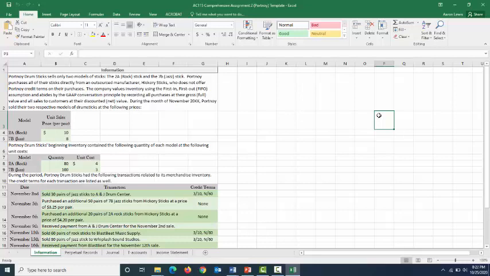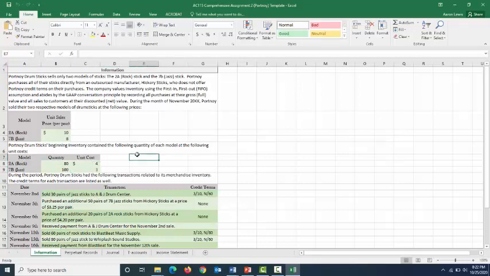During this period of November 20XX, we sold our two respective models for the following prices. Every time we sell a pair of 2A rock sticks, we sold them for $10 a pair. Every time we sold a pair of 7B jazz sticks, we sold that for $8 a pair. And in beginning inventory, we started with 80 pairs of rock sticks, which had a cost basis of $4. That's what we paid to acquire them per pair. And we had 100 pairs of 7B jazz sticks, which we paid $3 a piece for.